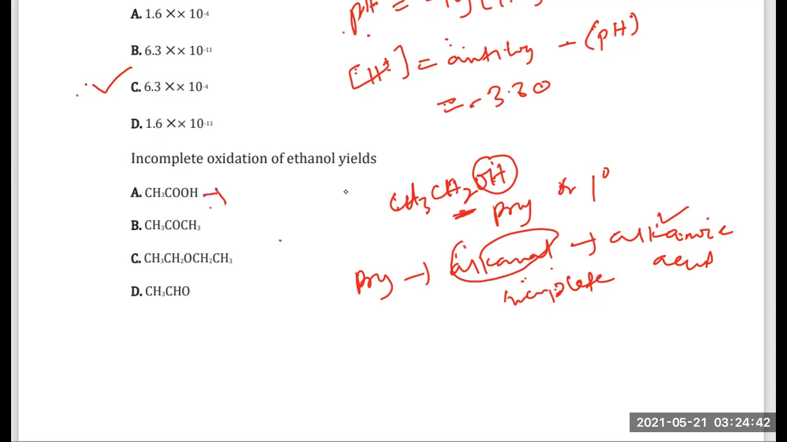This is a carboxylic acid. This is RCOR, so this is a ketone. Of course, this is the same thing as ROR. This is an ether. And of course, this is RCHO. This corresponds to an alkanal. This corresponds to an alkanal.